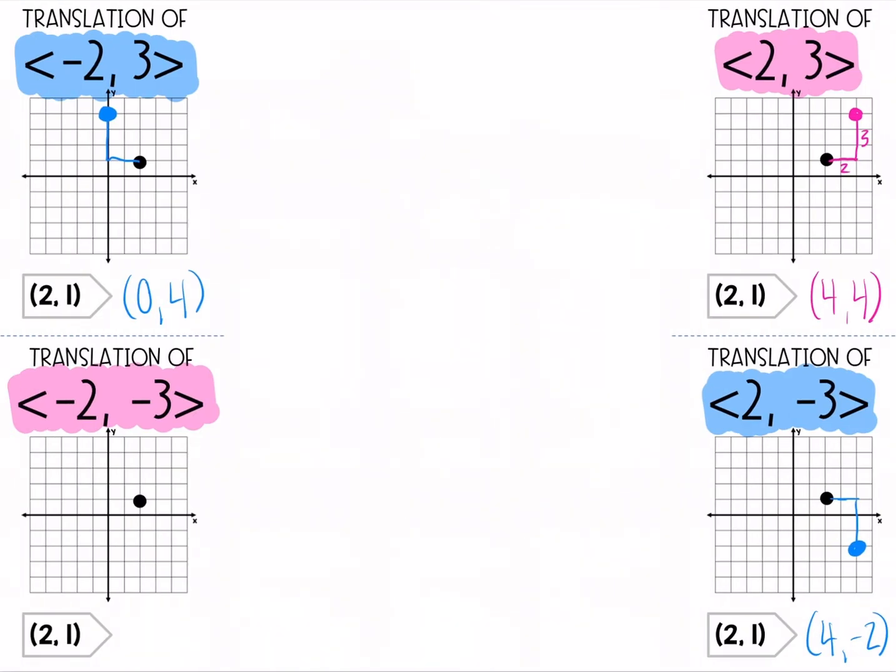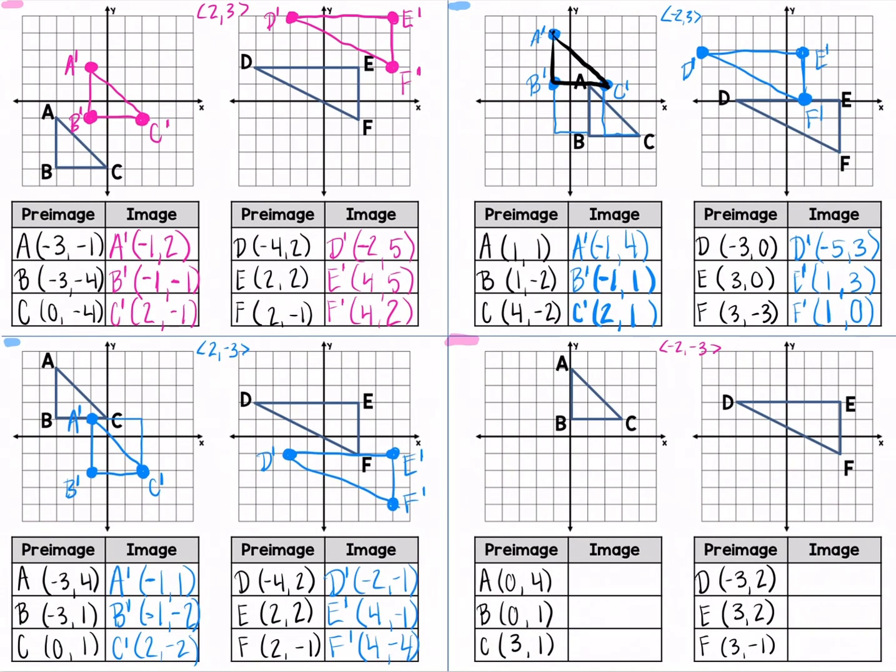So our last one is a translation of -2, -3. So we're going to go to the left and down. So I'm going to go to the left, 1, 2, and down 1, 2, 3. Okay, and that new ordered pair is 0, -2. And if you check, -2 plus 2 is 0, and 1 plus -3 is -2. So that's the other way you can do this. So you can count or add, it doesn't matter, whichever way works for you.